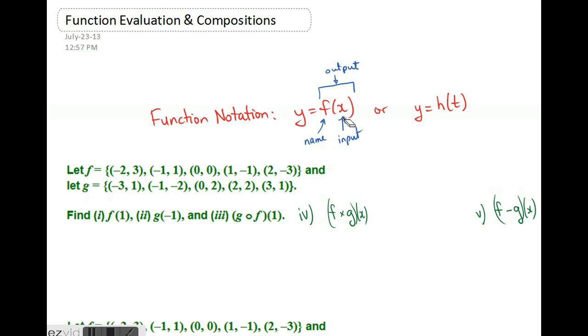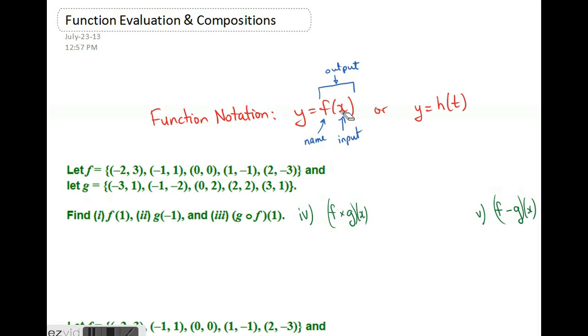The x represents the input. The f represents the name of the function that we're using. The parentheses here do not mean to multiply, even though it looks like multiplication. We're used to having multiplication represented by brackets. It does not mean to multiply here. And so the whole thing, f at x together, is an output.